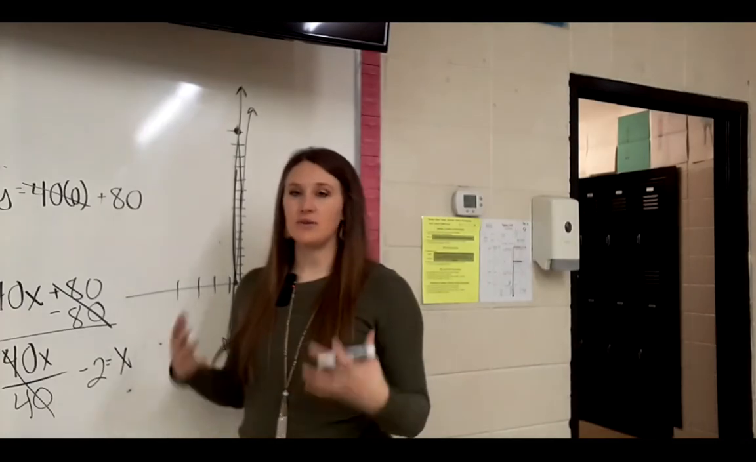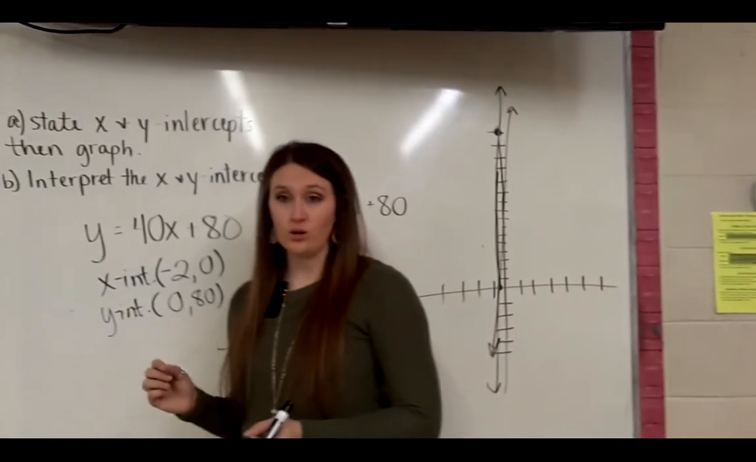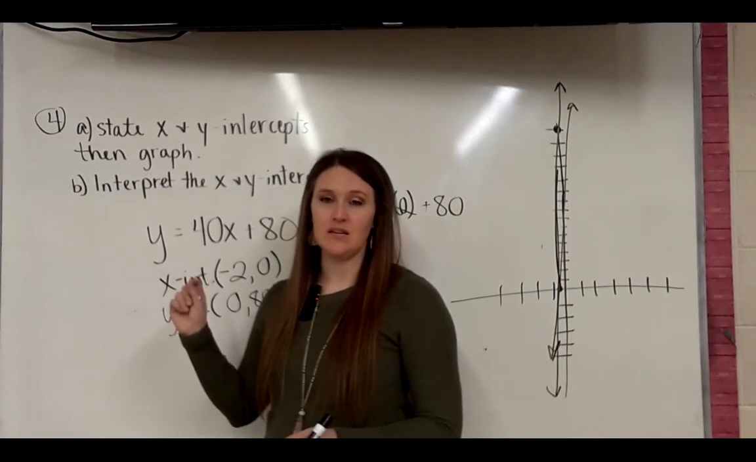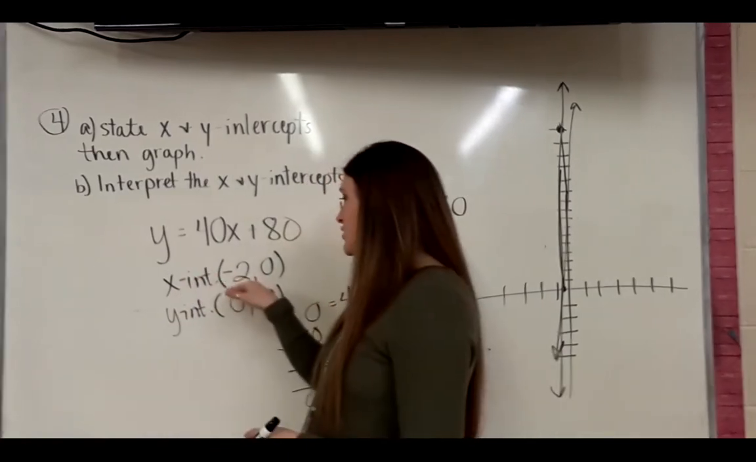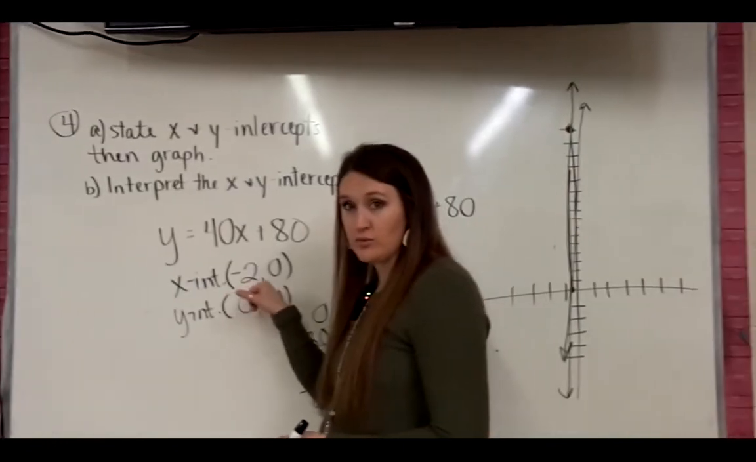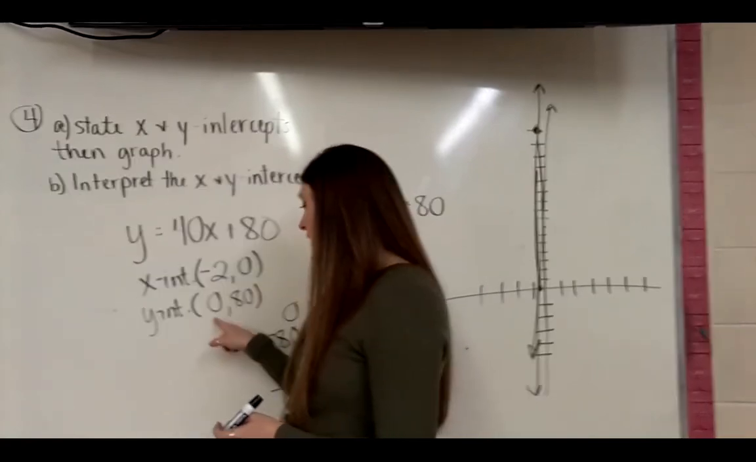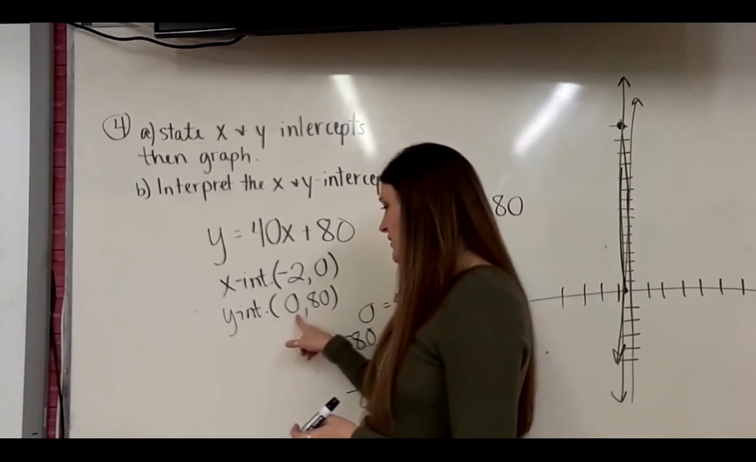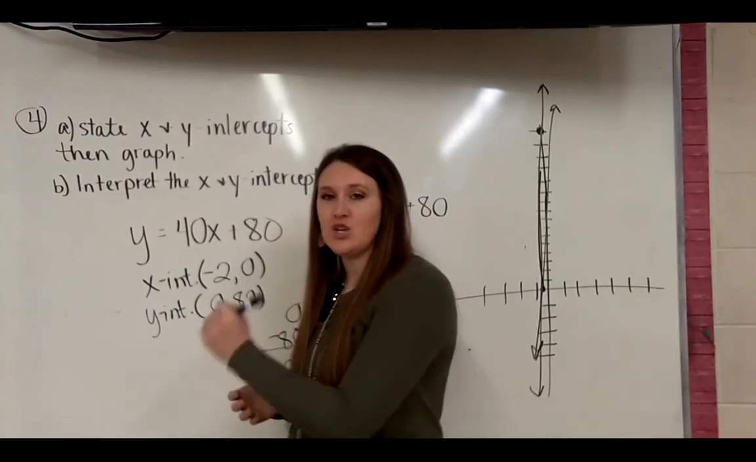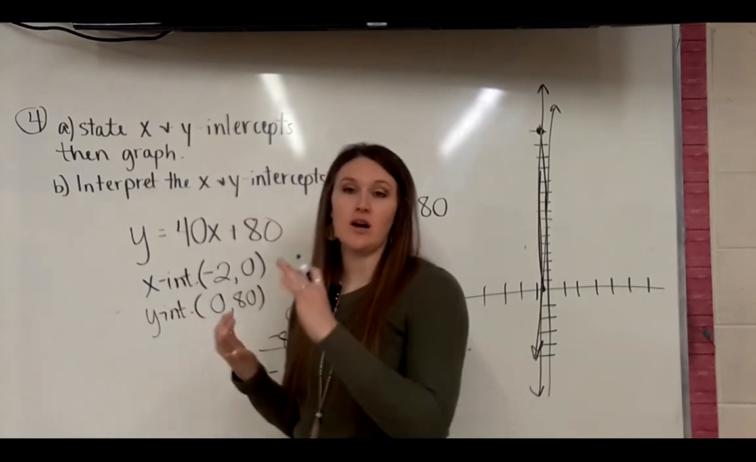For B, so I told you, if you didn't understand B, that's okay. All it means is go back and look. They told us y represents the total cost. x was the number of rooms cleaned. So for your x and y intercept, this would just mean if they cleaned negative 2 rooms, it would cost $0. This one would be if they cleaned 0 rooms, it would still cost $80 because remember that initial $80 fee. So that's all it means. Can you write out what these mean in terms of the problem that they're talking about, which was total cost and rooms cleaned?